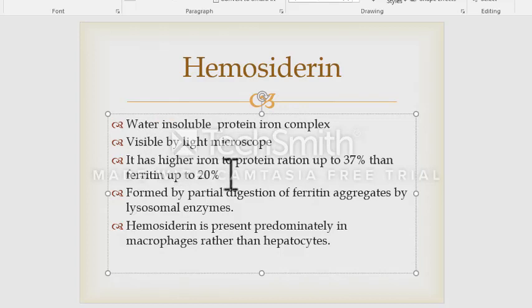Another property of this hemosiderin is that the iron concentration is increased in hemosiderin as compared to ferritin, which is 37% in hemosiderin while 20% in ferritin. Hemosiderin is mainly present in macrophages rather than hepatocytes.